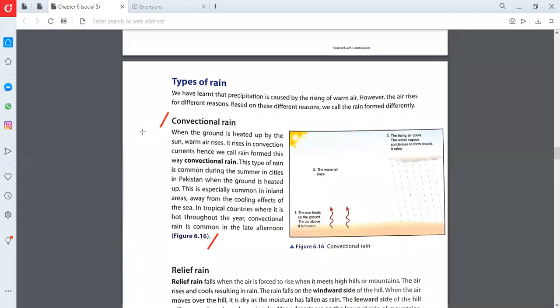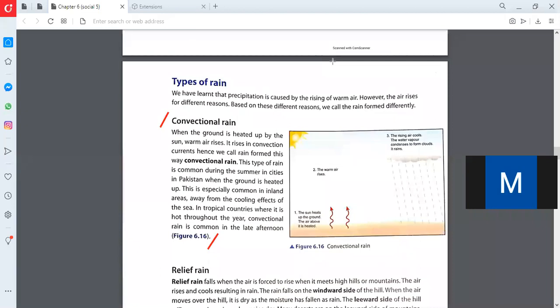These convectional rains are common in inland areas. What does inland mean? The word inland means those areas which are far away from the sea, like the city area. In the city there is no sea. So the areas which are very far away from the sea don't have the cooling effect of the sea. That's why there is convectional rain. In tropical countries, where it is hot throughout the year, convectional rain is common in the late afternoon. The tropical countries are the hot countries. So these rains are common in those regions which are far away from the sea and have hot weather, and that type of rain is called convectional rain.